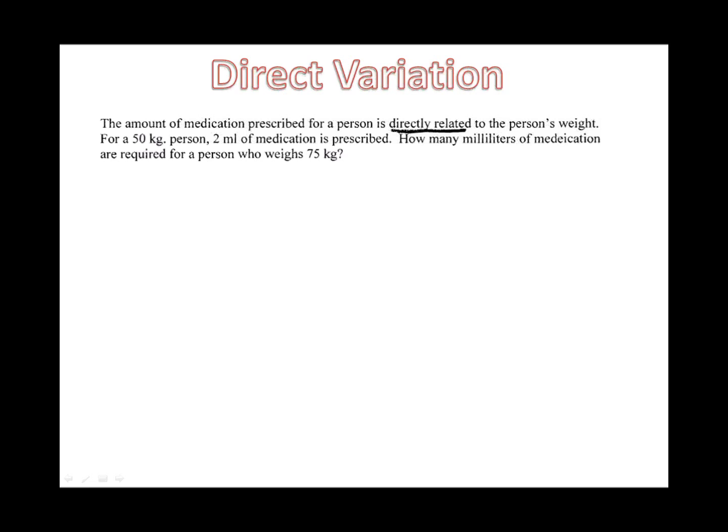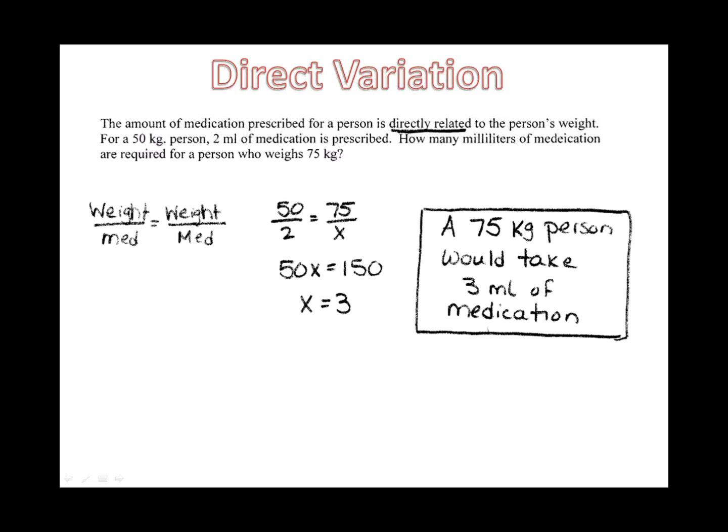In this example, we're comparing the weight with the amount of medication. Directly related means directly proportional. We can solve using a proportion. 50 over 2 equals 75 over X. Now we cross multiply, solve the equation, and we find that X equals 3. So a 75 kilogram person would take 3 milliliters of medication.